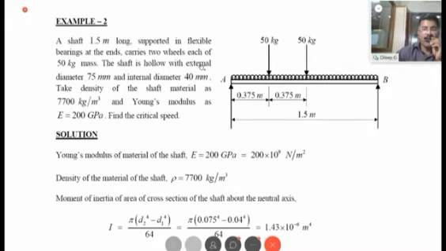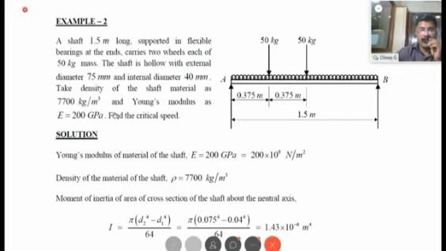The shaft is hollow with external diameter 75 mm and internal diameter 40 mm. The density is given, which means we will have to find the deflection due to self weight, delta S, and add that also in Dunkerley's equation. So it is 7,700 kilogram per meter cube, and Young's modulus is 200 gigapascal. That is of the shaft material.